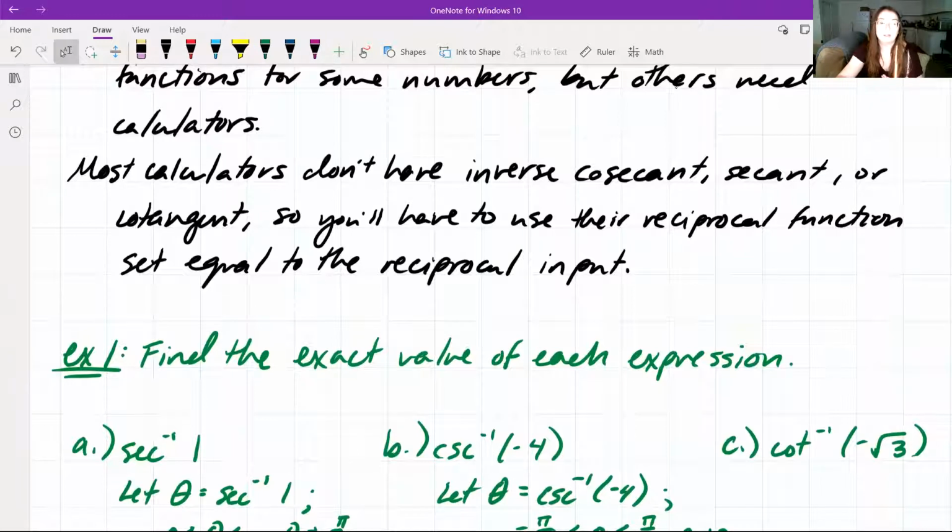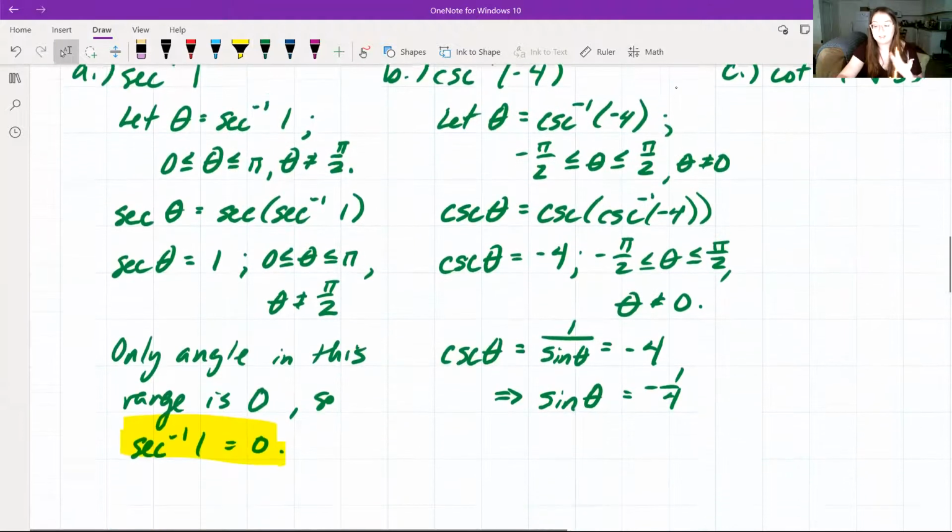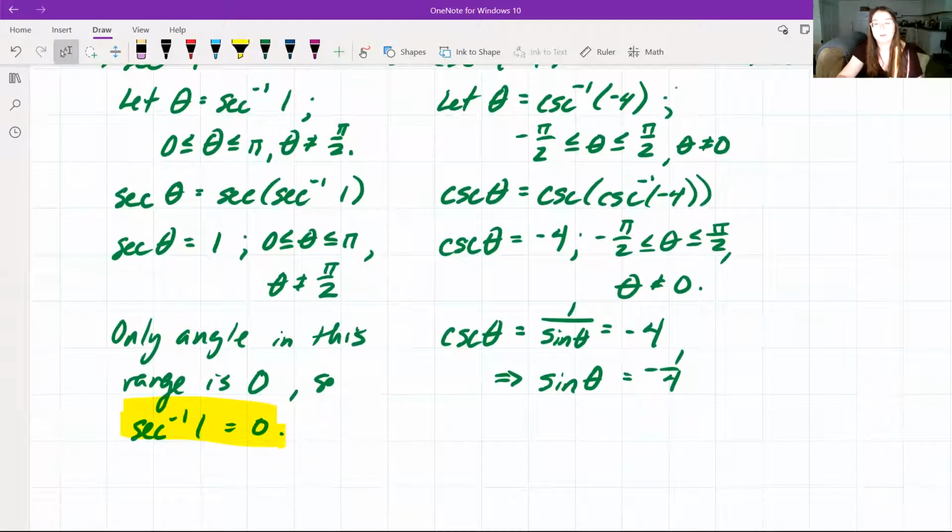We don't actually know the actual value of this, so we will have to use our calculator to find the value. But since we don't have inverse cosecant, secant, or cotangent, we have to use the reciprocal function set equal to the reciprocal input. So our reciprocal function, sine of theta, is set equal to the reciprocal of the input, which was -4. So now we have sine of theta is equal to 1 over -4, which is -1 over 4.